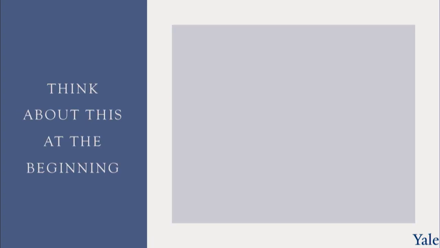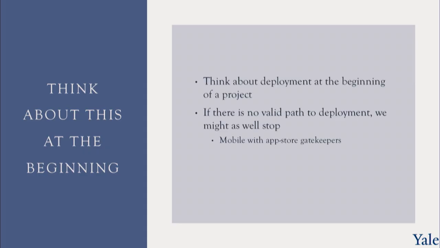As with everything else in this class, even though this process comes at the end, we have to think about this from the beginning. We have to think about our deployment when the project begins. If there is no valid path to deploying our software, we might as well stop. And this is a particular problem with mobile applications with App Store gatekeepers.